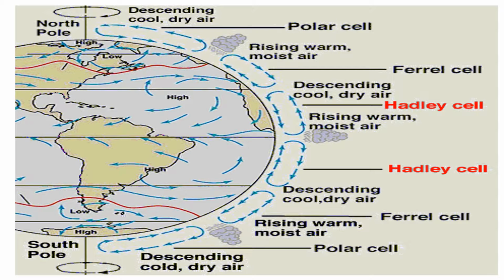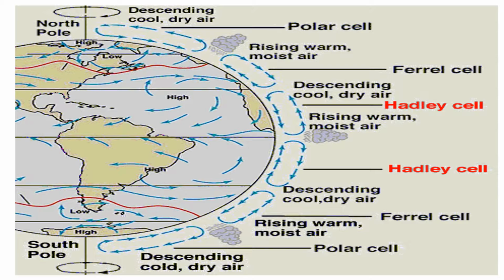The circulation cell closest to the equator is called the Hadley cell. The Hadley cell involves air rising near the equator, flowing towards the north and the south poles, returning to the surface of the Earth in the south.